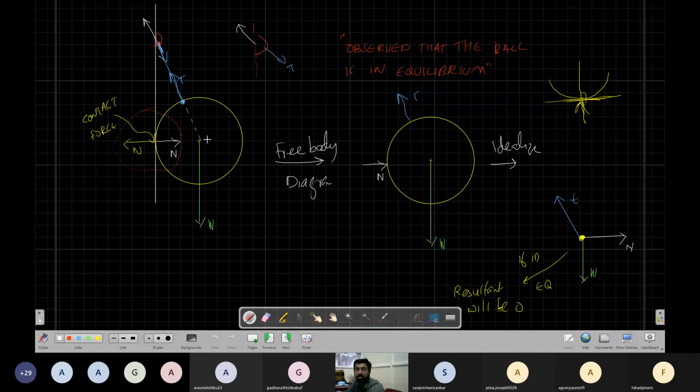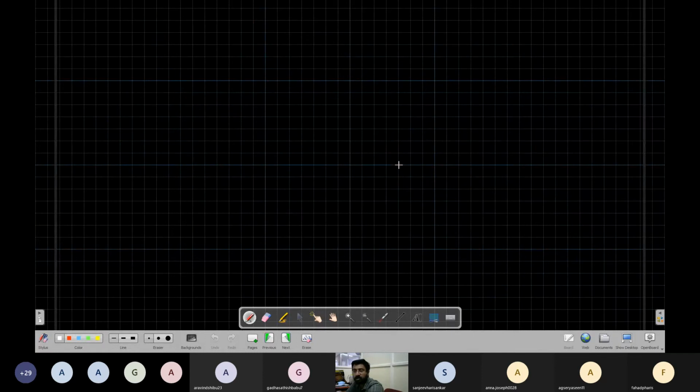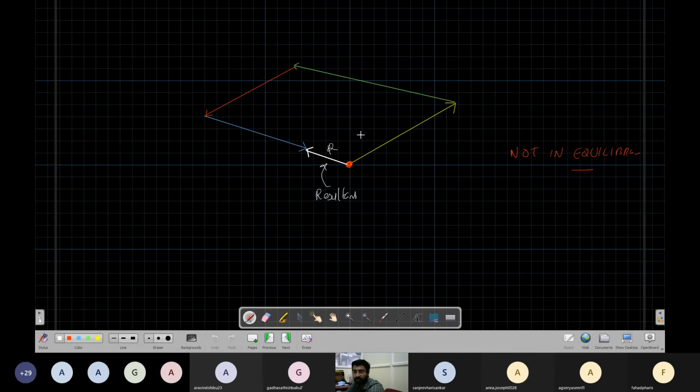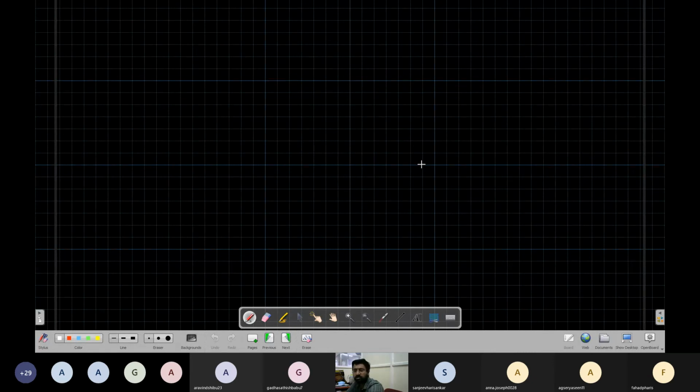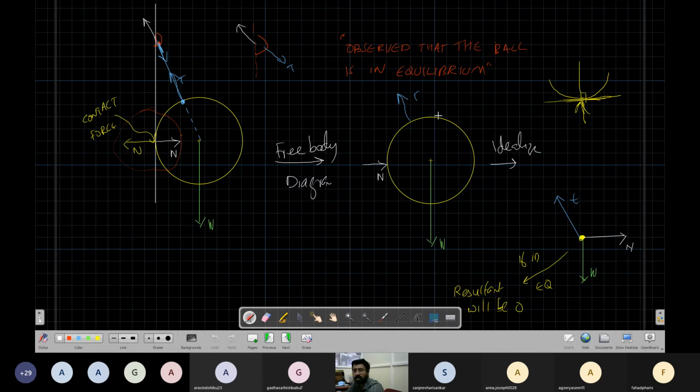So there is a physical system. The physical system we are converting to a free body diagram, and we are seeing these forces. Now, if I superimpose these forces and it closes, it is in equilibrium. If it is not joining, there is a resultant. That means it will move in that direction. Everything we are doing is just to understand in what direction it is going to move. Any doubts here till now?